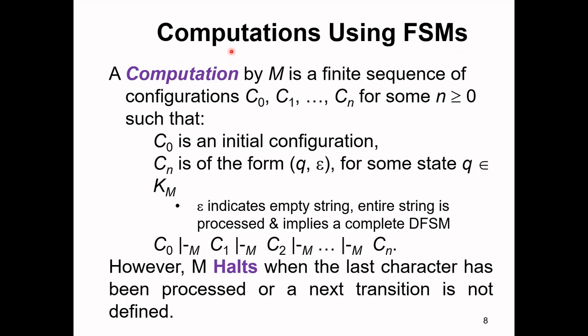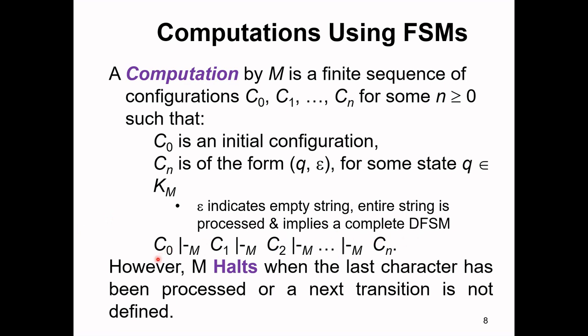What do you mean by computation using an FSM? A computation by an FSM M is a finite sequence of configurations C0, C1, and so on up to Cn, for some n greater than or equal to 0, such that C0 is the initial configuration and Cn is of the form (q, ε) for some state q in K of the machine M. Here epsilon indicates the empty string. The entire string is processed, which implies a complete DFSM.